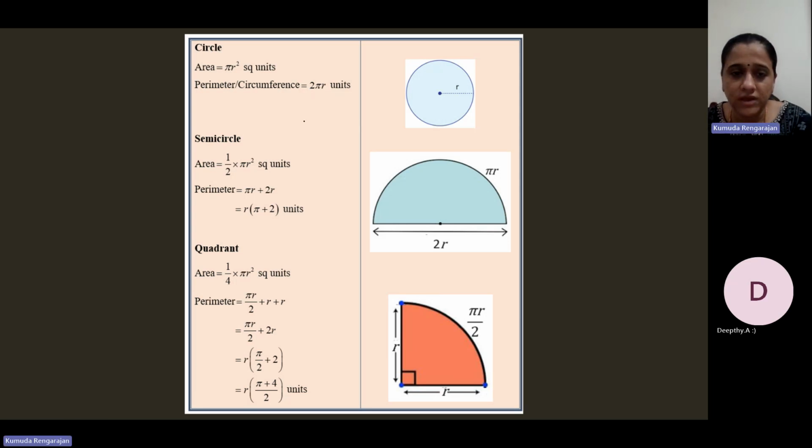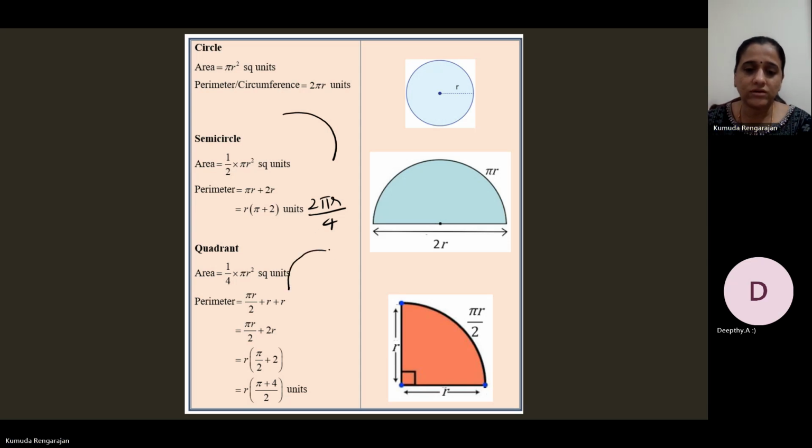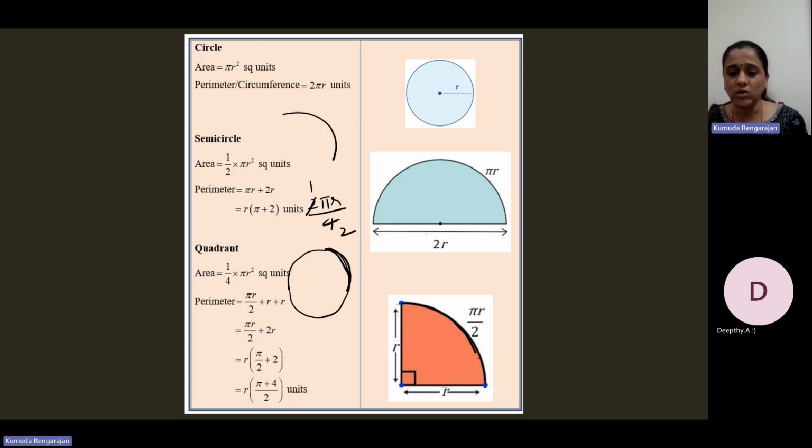So the length of this arc in the quadrant is 2 pi r by 4. See, because what is 2 pi r? The length of these 4 pieces is 2 pi r. So the length of one such piece is equal to 2 pi r by 4, right? So when you cancel, you get pi r by 2. So the length of this piece alone is pi r by 2.